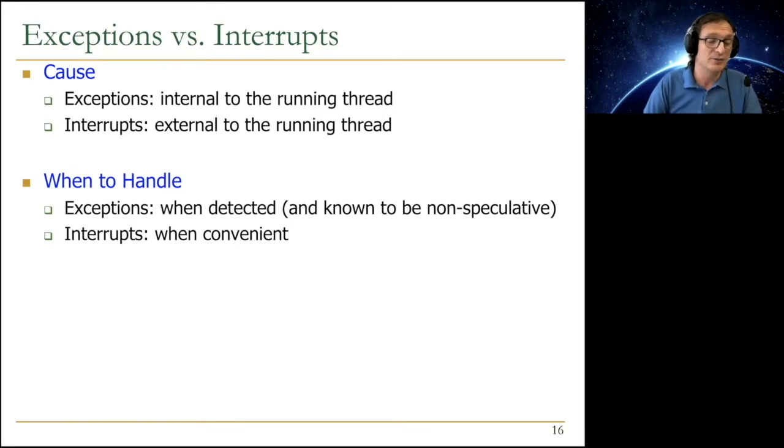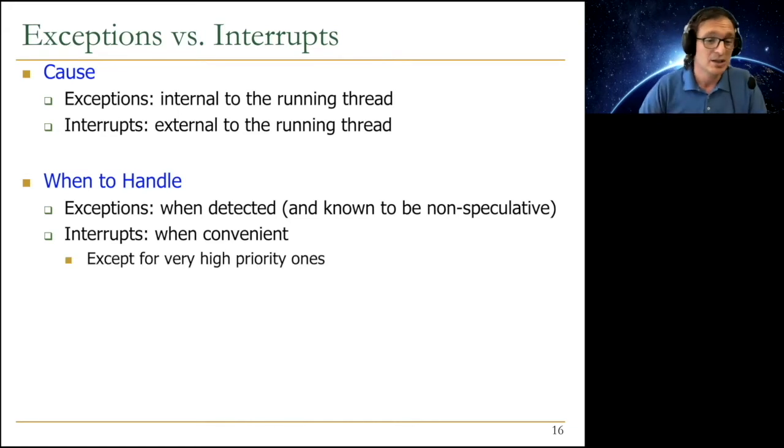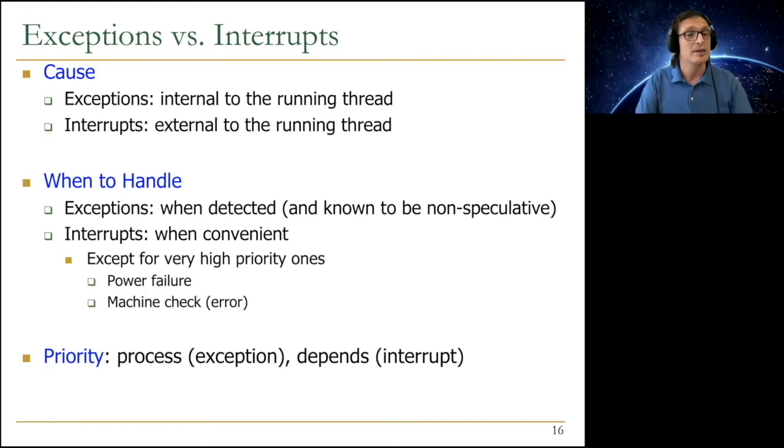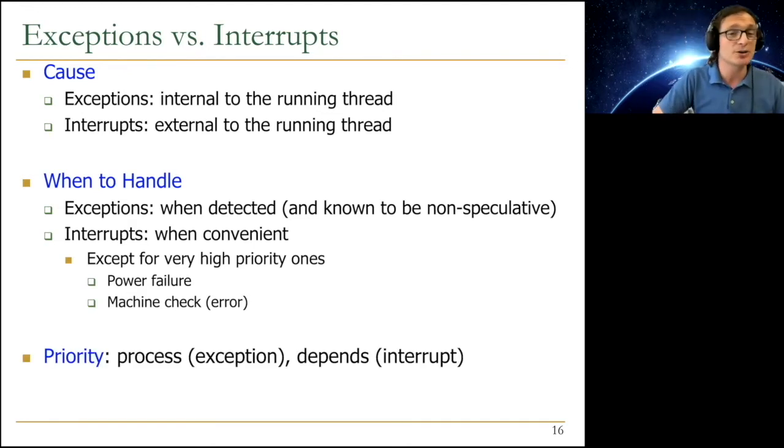Meaning, if you get an access permission failure, for example, when you're trying to access memory, you'd better handle it because something wrong happened potentially with that instruction, right? And it doesn't make sense to continue executing later instructions that may depend on this instruction. So I said except for very high priority ones, for example, power failure and machine check error, as we discussed. So the priority of exceptions versus interrupts are also, as a result of the cause, very different.